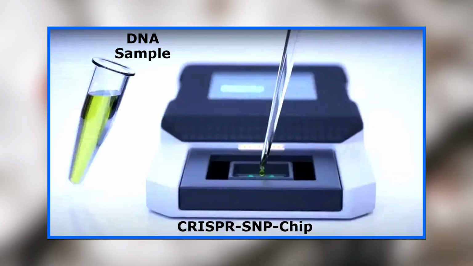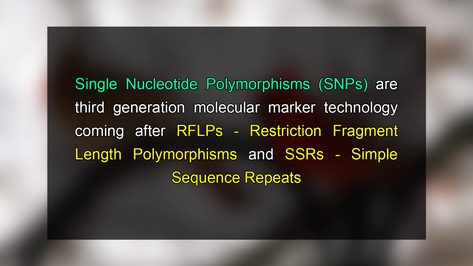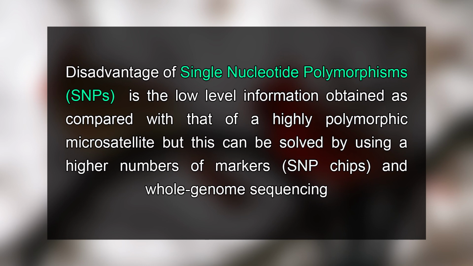The fundamental principle of SNPs is to hybridize detected DNA fragments with high-density DNA probe arrays, also called SNP chips. The SNP allele is then named according to the hybridization results. SNPs are a third-generation molecular marker technology coming after RFLPs and SSRs. On the other hand, the most important disadvantage of single nucleotide polymorphisms, or SNPs, is the low level of information obtained as compared with that of a highly polymorphic microsatellite, but this can be solved by using a high number of markers, that is SNP chips, and whole genome sequencing.